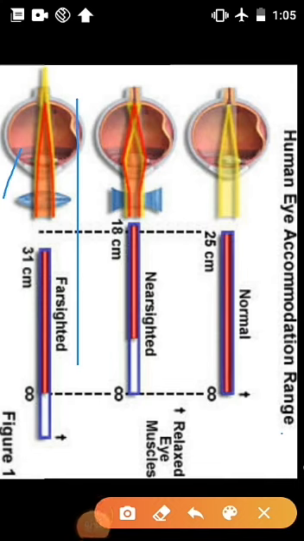The next one, what is the near point? Near point of the eye means without any strain, the human eye is able to see the near object. That is the near point of the eye. Then what is the far point of the eye? Without any strain, the human eye is able to see the object clearly. That is the far point of the eye.